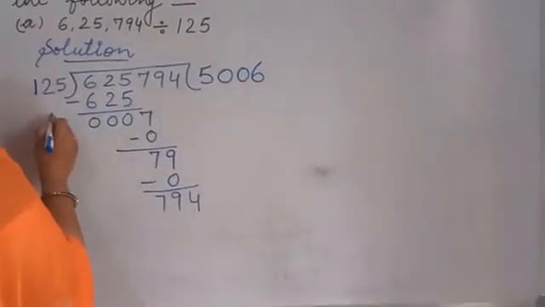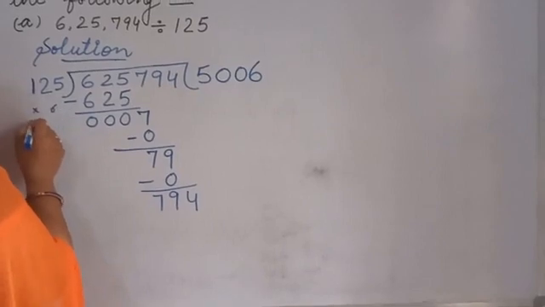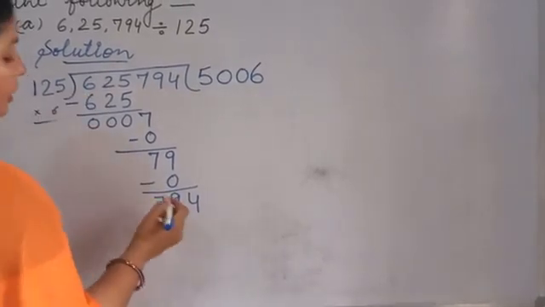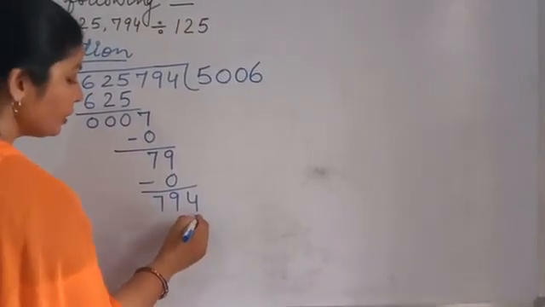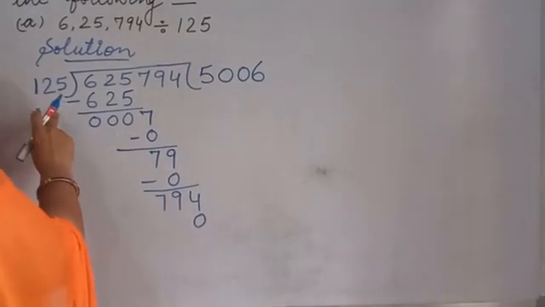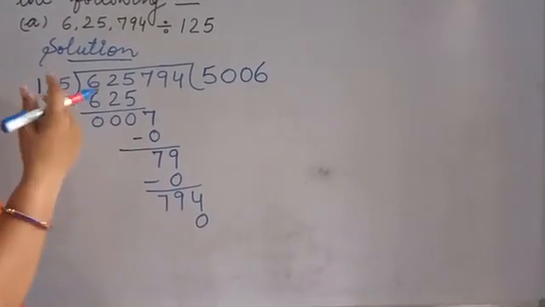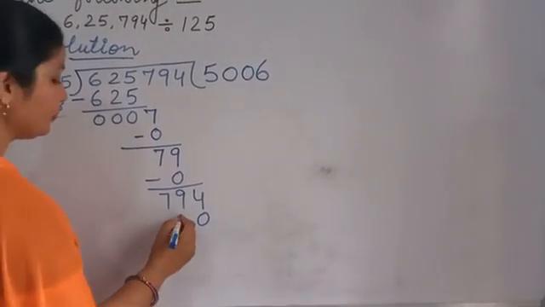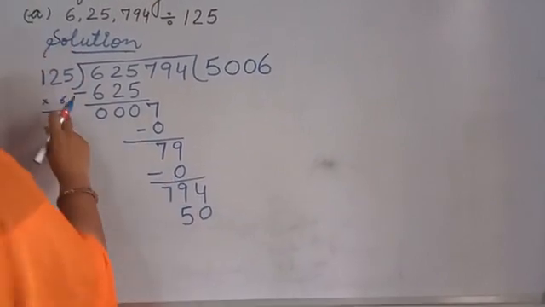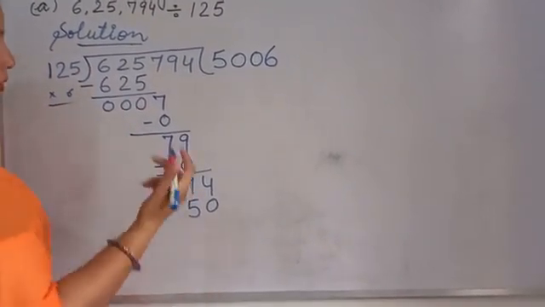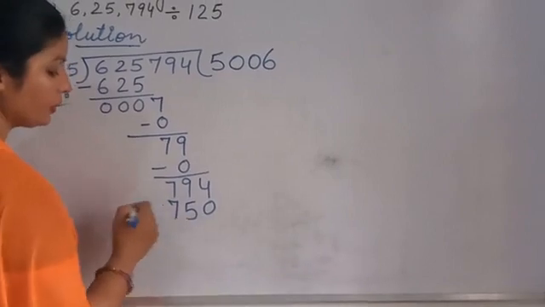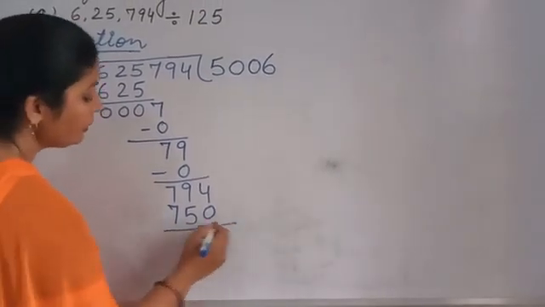Now 125 multiplied by 6. We recite the table of 6. 6 5s are 30, 3 goes carry. 6 2s are 12, 12 plus 3, 15. 1 carry. Now 6 1s are 6, 6 plus 1, 7. So our answer is 750.